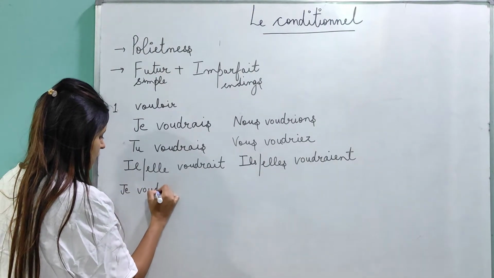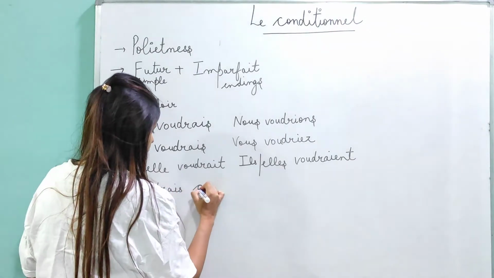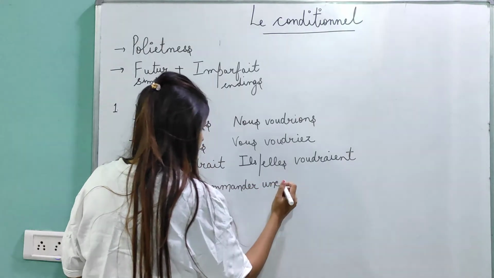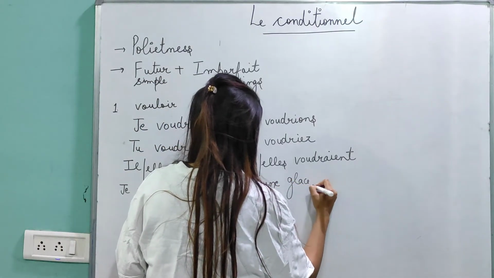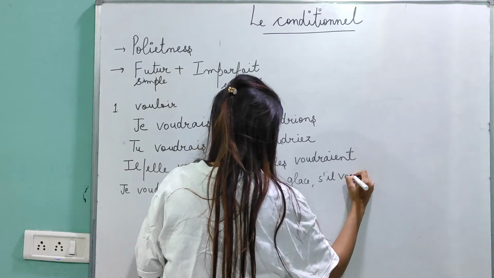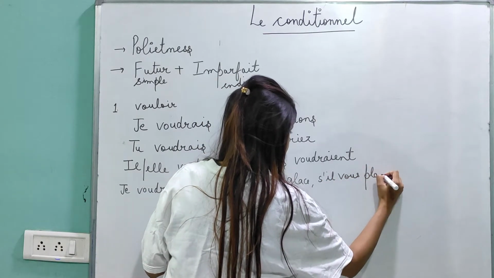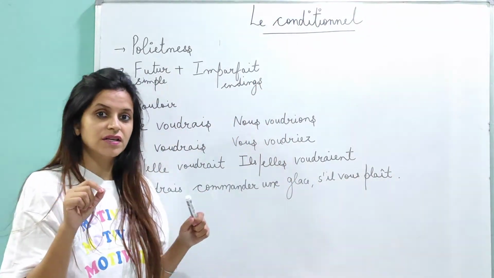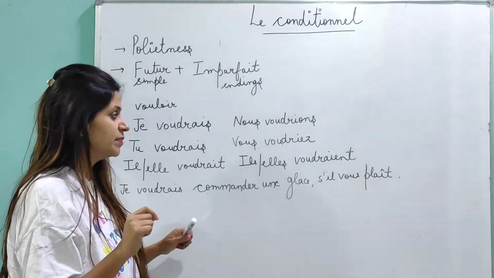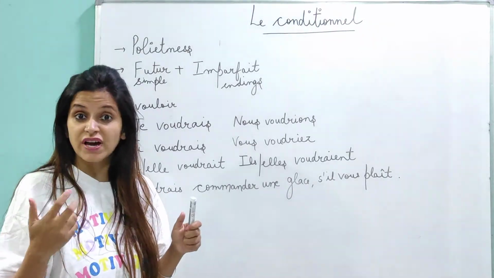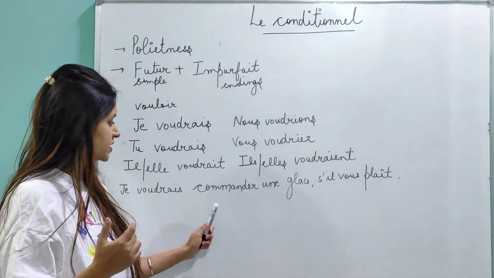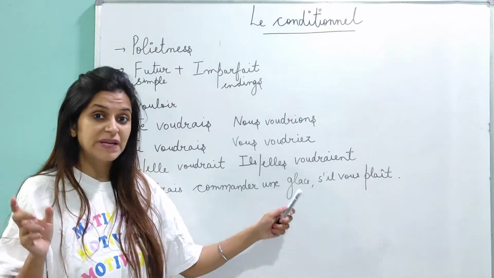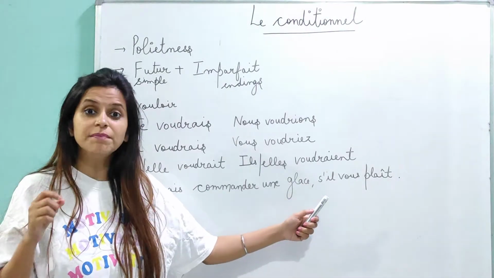So if we make an example, how are we going to make an example? Je voudrais commander une glace, s'il vous plaît. If you see this sentence in your conditional tense question, there will be keywords which are going to tell you that it is conditional. Like I have used here, which extra word? S'il vous plaît, please. I would like to order an ice cream, please.